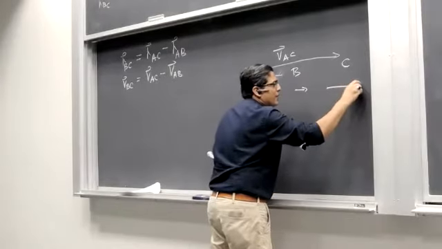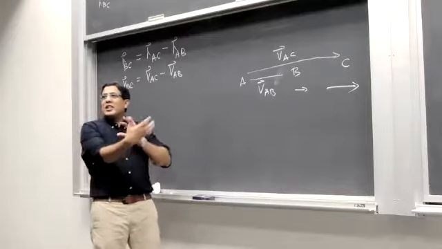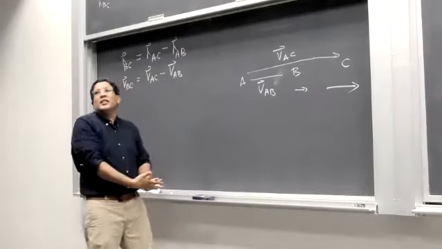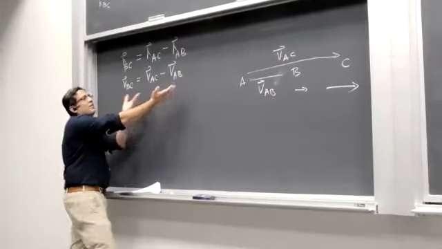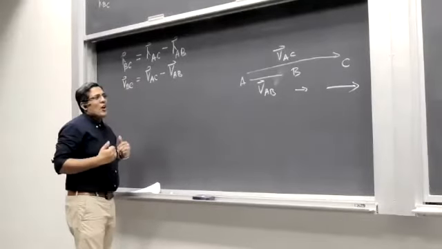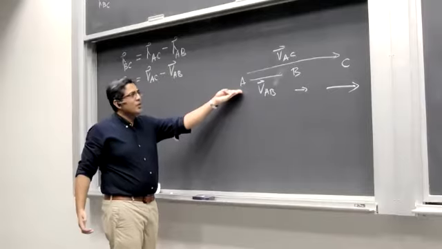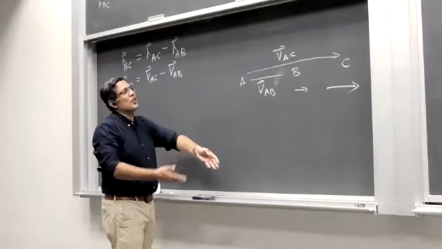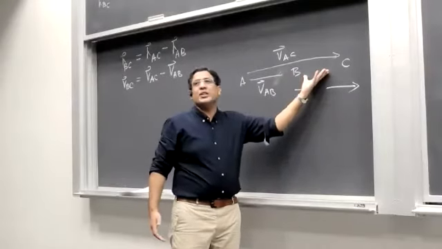Both are moving at different speeds. Their relative velocity, the velocity with respect to each other, can be obtained by just subtracting these two quantities, VAB and VAC, the velocities of the two objects as measured by a stationary third observer. If you take the difference of those velocities, you get what? The relative velocity, the velocity between these two objects.